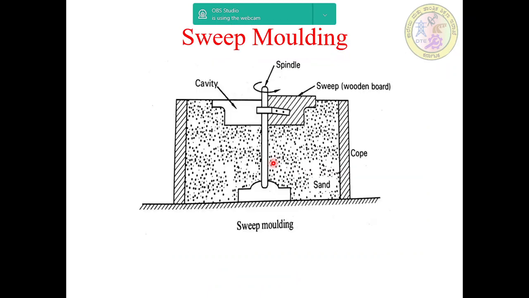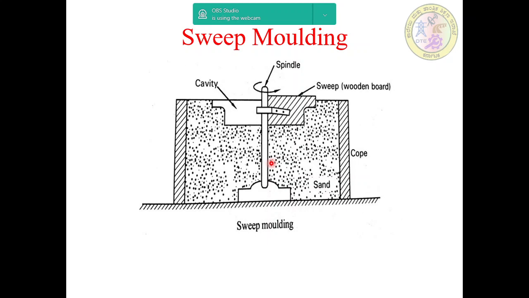Next we'll go for sweep mold. In sweep mold, I already explained types of gates, and classification of patterns I will explain. See, in this sweep molding, the cavity is formed as a pattern sweeps the sand all around the circumference.